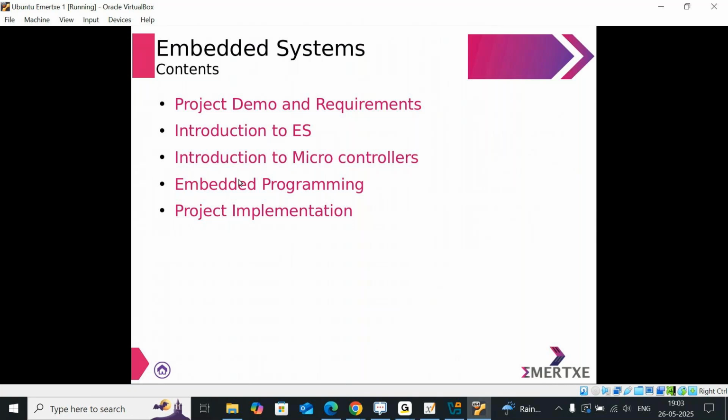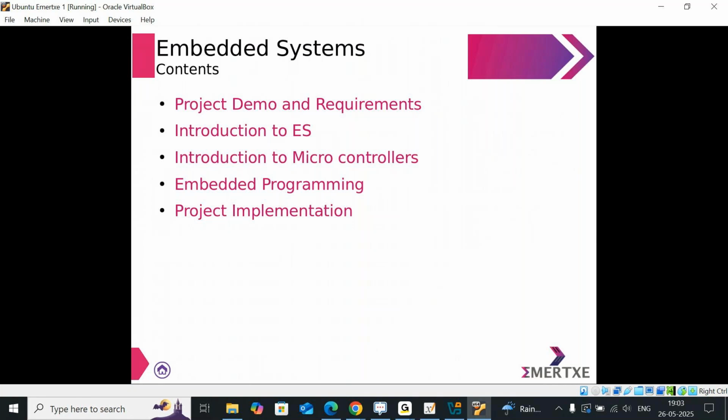Then we are going to start with embedded programming. We are going to learn how to program the microcontroller and also some basic peripherals. Then at last, once we have learned the basic concepts and peripheral programming, we are going to start the project implementation. I am going to do the project implementation in the class itself, and you are going to do it along with me.